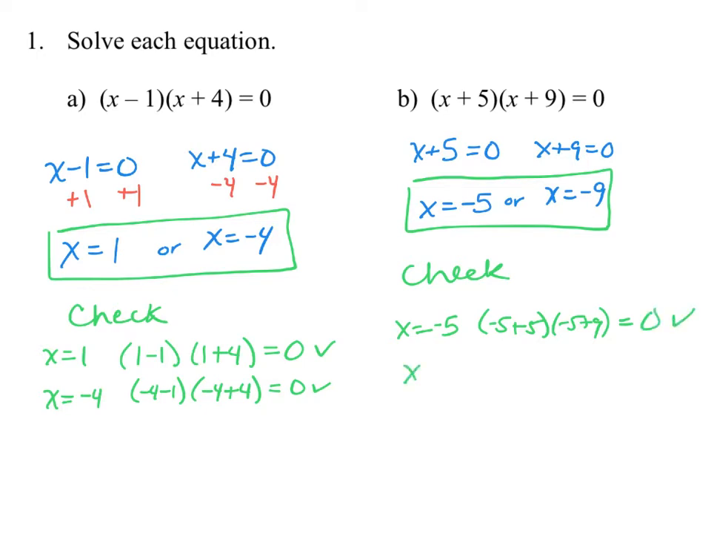And we also want to check x is equal to negative 9 by plugging it back into the original equation. Negative 9 plus 5 times the factor negative 9 plus 9, and that gives us negative 4 times 0, which is equal to 0. So we know that both of those are solutions to that equation. And both of these equations were already in factored form.